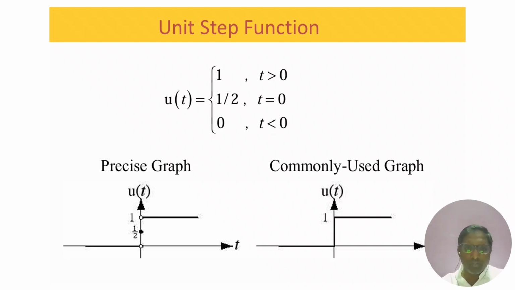For clear understanding, they give a graph. Here they mention, see, when t equal to 0, the value of u of t equal to 1 by 2. The x-axis is t, the y-axis is u of t.